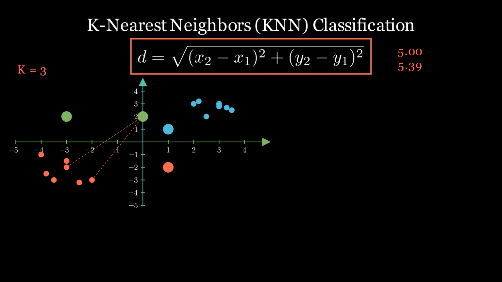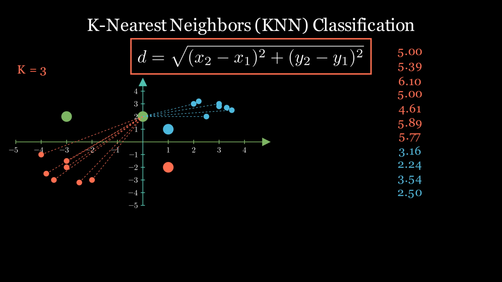Let's classify the test point at position 0, 2. We start by calculating the Euclidean distance between this point and all training points. Next, we select the k-nearest neighbors. Here, k is 3, so we choose the 3 closest points. Among the 3 nearest neighbors, 0 are from class A, red, and 3 are from class B, blue. Since the majority is from class B, the test point is classified as blue.